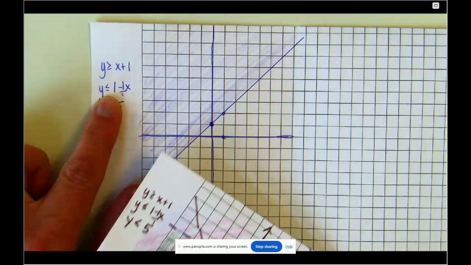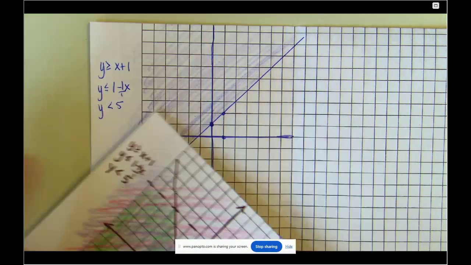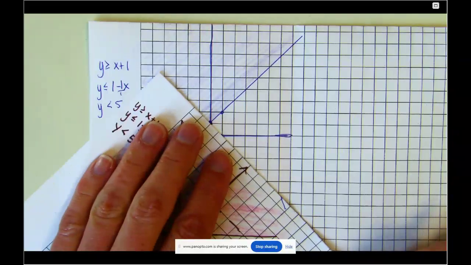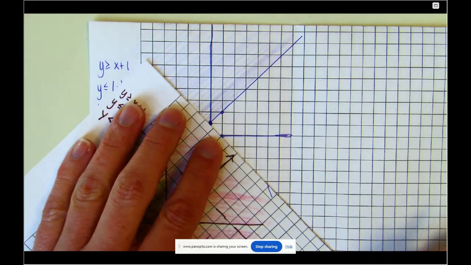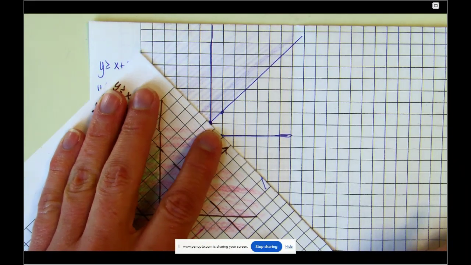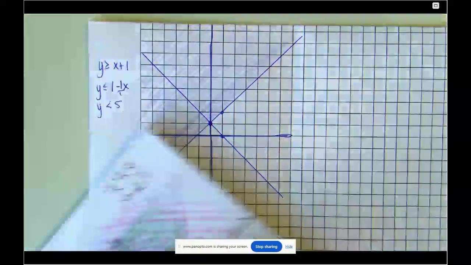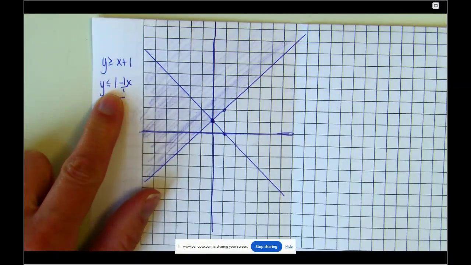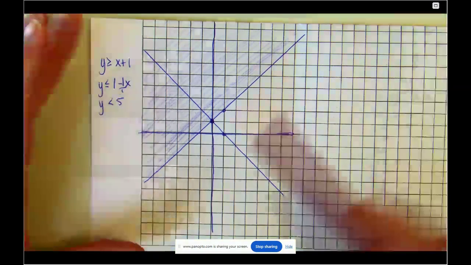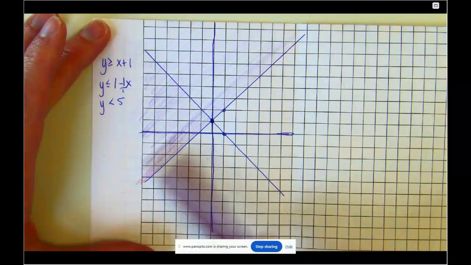Dotted or solid? Solid. See, if we see the line, it is solid. And are we shading above or below the line? Below the line. Okay, so we're over here.